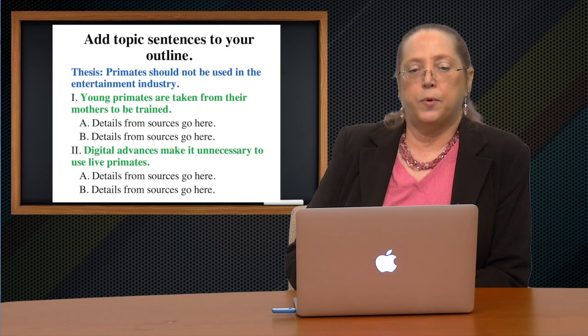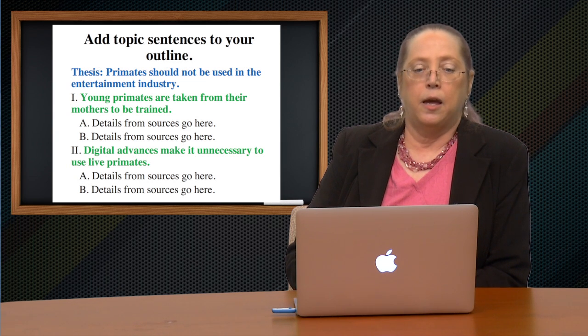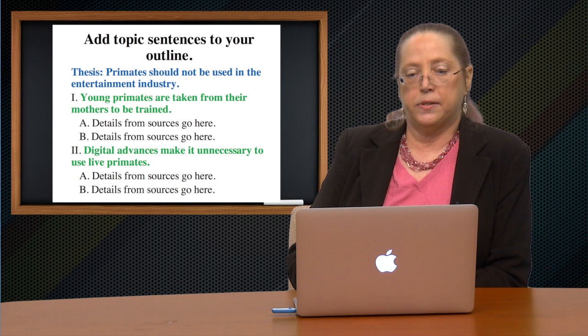So for our example here, I've come up with two reasons to support the thesis sentence. First, topic sentence 1, young primates are taken from their mothers to be trained. Notice how I plugged that right into Roman number 1. And then Roman number 2 has another topic sentence. Digital advances make it unnecessary to use live primates. So you have two topic sentences.